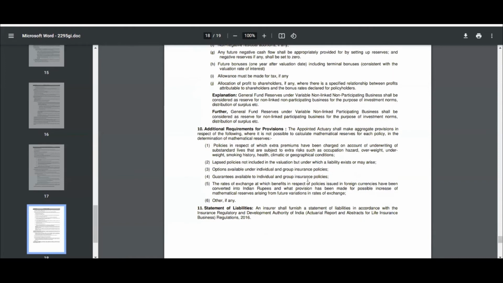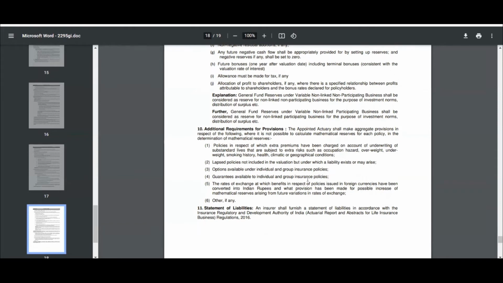Then guarantees which are applicable for group and individual contracts. Then there are options which are available for group and individual contracts. And then there is the foreign exchange exposure of the insurance company to foreign exchange fluctuation, and other, if any, which would basically mean incurred but not reported claims.